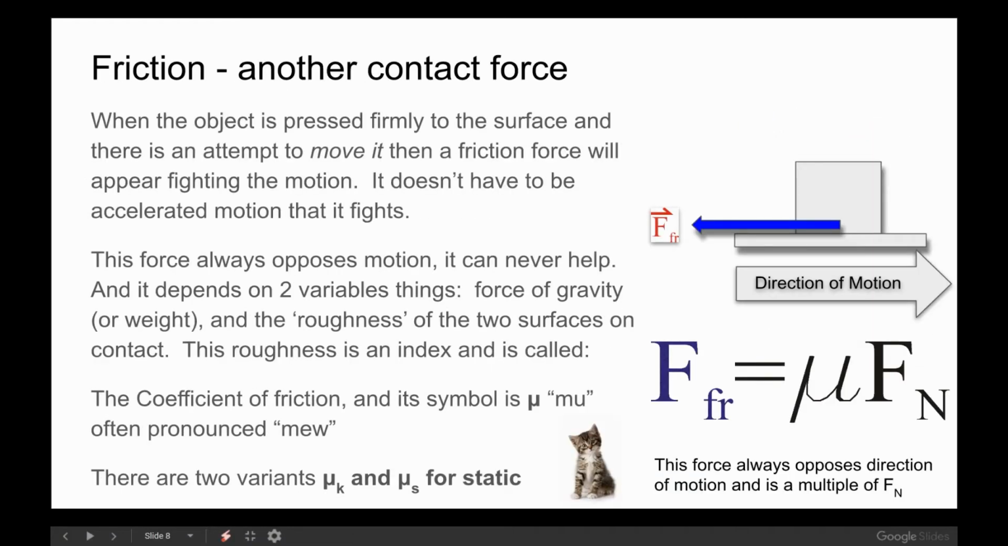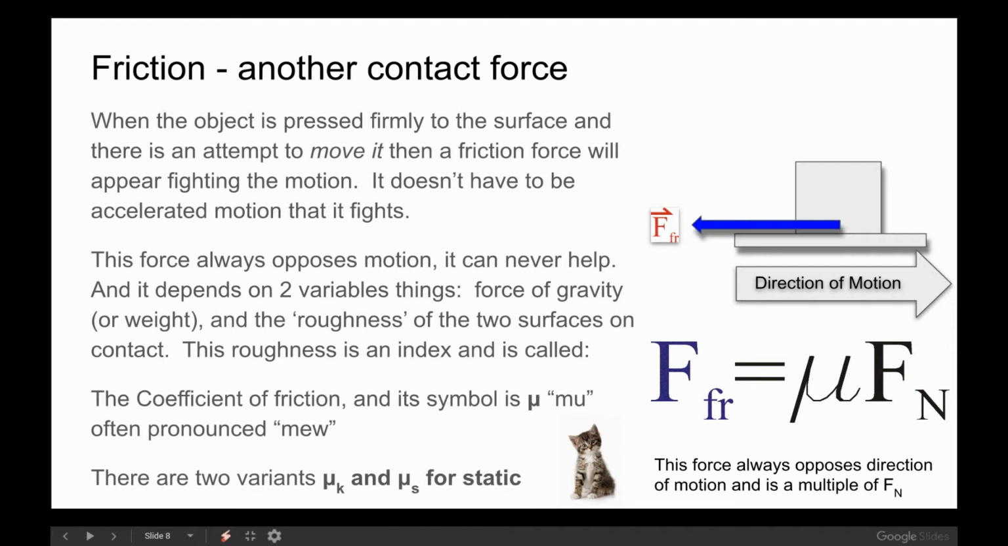Friction is another contact force. When an object is pressed firmly to the surface, and there is an attempt to move it, then a friction force will appear fighting the motion. It doesn't have to be accelerated motion that it fights. So a force of friction will appear even if you're at constant speed. You know that. If you stick your hand out the window while Dad's got the car on cruise control, the wind friction keeps on going even though you're not accelerating.